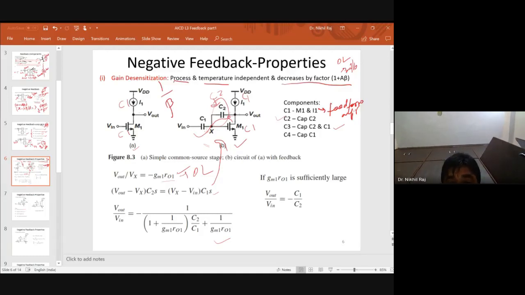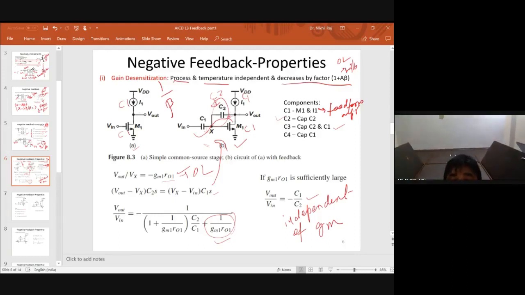If Gm R0 is very much greater than 1 here, what will happen? My Vout will change to this factor, minus of C1 by C2. Now you see here the gain is independent of Gm. Independent of Gm means now it can be controlled with the help of capacitors. So this is the advantage of getting negative feedback.